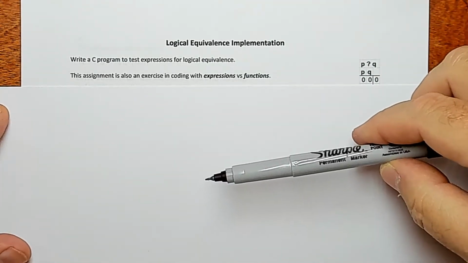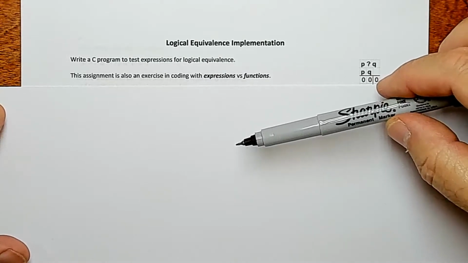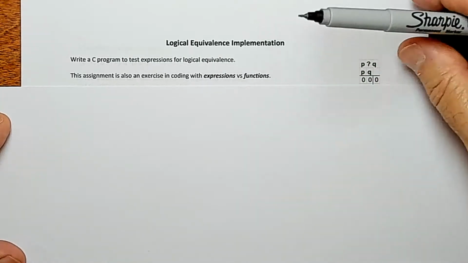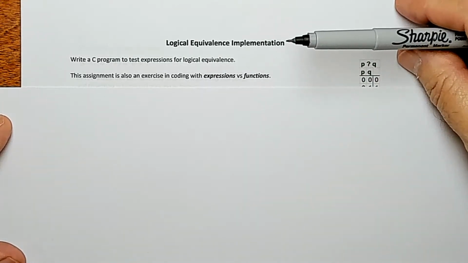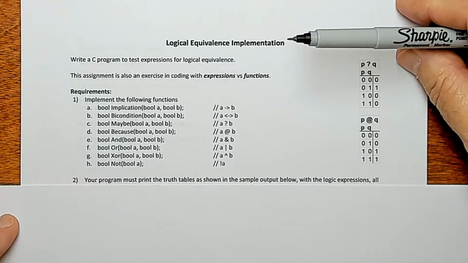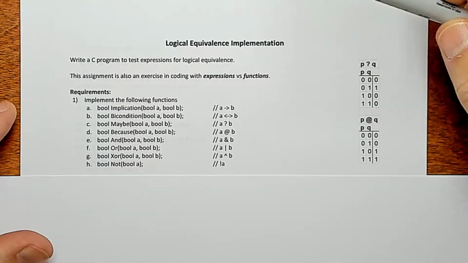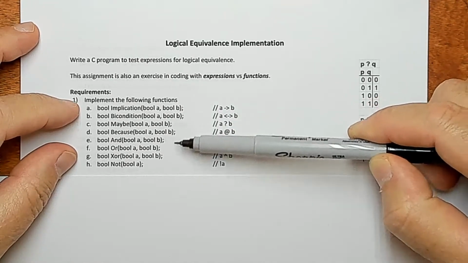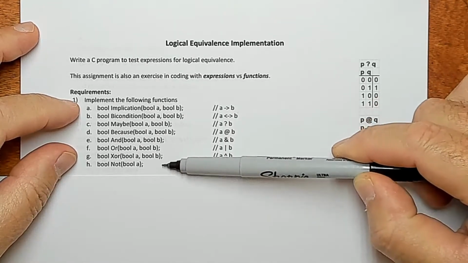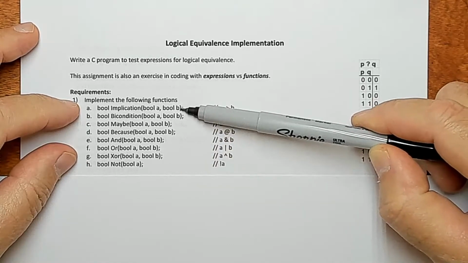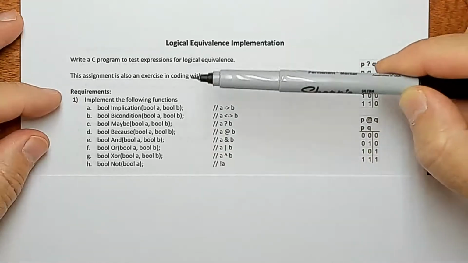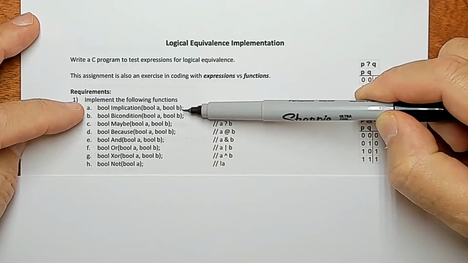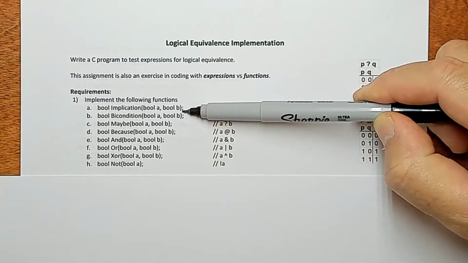And first of all, you should have watched the previous video on logic and leading up to logical equivalence. I'm assuming that you've already watched that video. All right, so first thing you're going to have to do is implement these logical operations as functions. So I want you to implement functions A through H here.